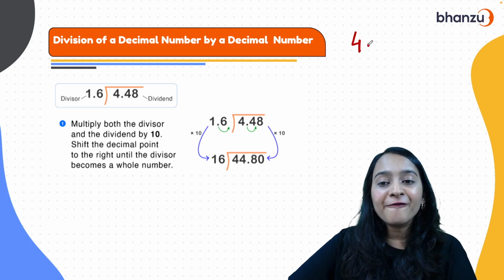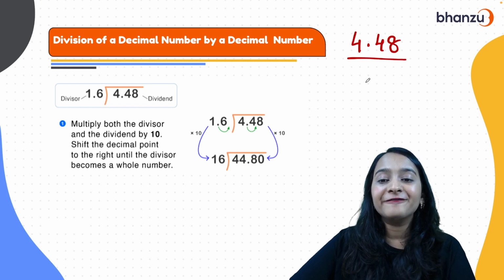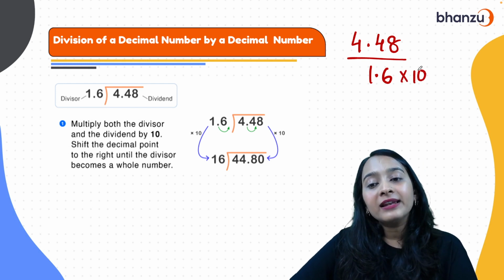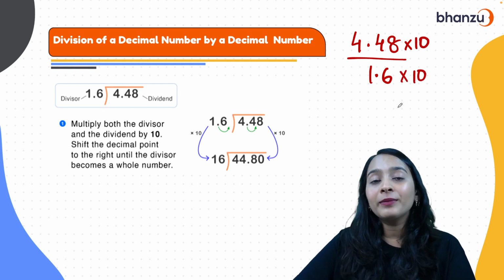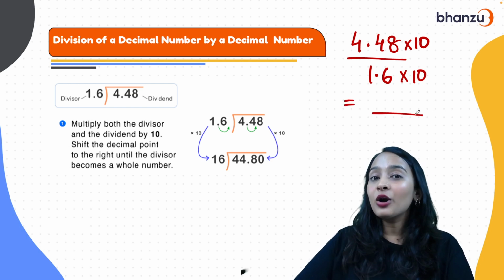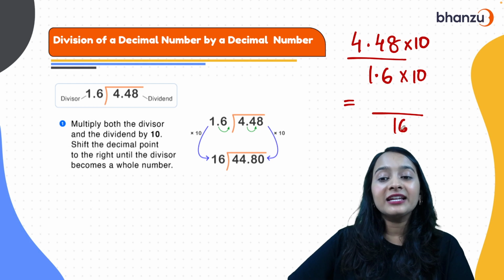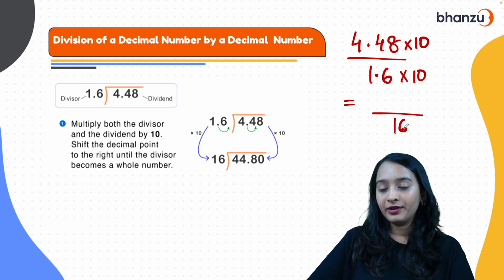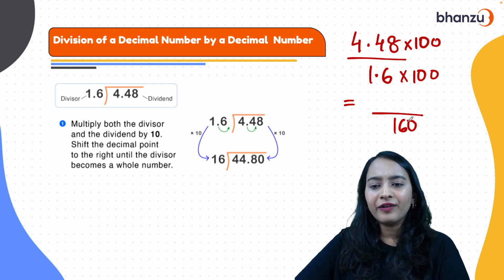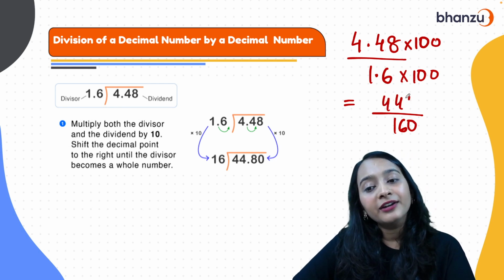So here you have 4.48 divided by 1.6. So what do we do? We multiply the numerator and denominator by 10. Why 10? Because that is the only number which makes the denominator a whole number, right? You can say, ma'am, you can multiply with 100 also. No, that is also fine. Yes, you can multiply with 100 also.